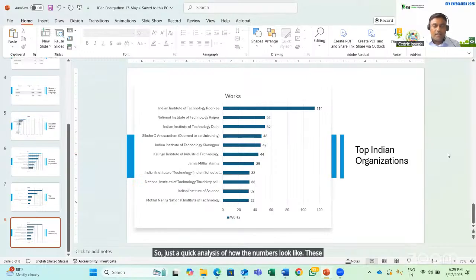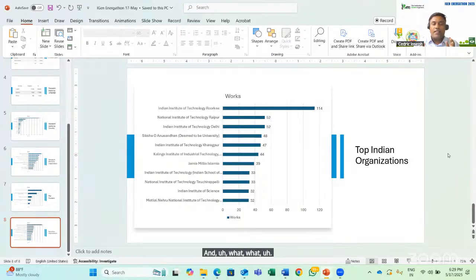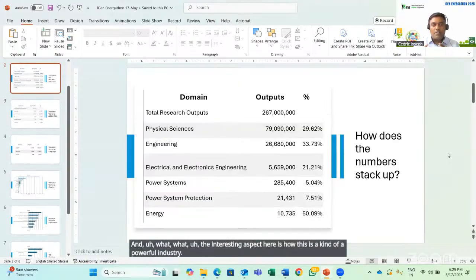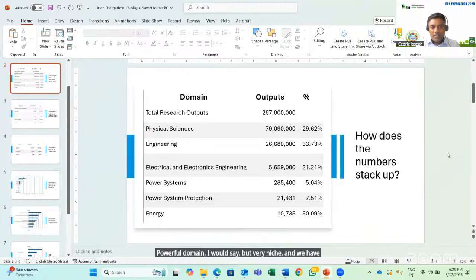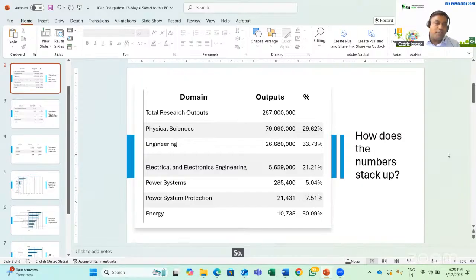These searches were conducted in the Resurgence search engine. And the interesting aspect here is that this is a powerful domain, I would say, but very niche. And we have eminent scientists, a small group of them, working there. The research is largely driven by century-old companies like Merck and GE, and countries like China and Canada, as Dr. Dinesh mentioned, are driving the developments in this sector. So a quick number perspective, I just wanted to highlight that.